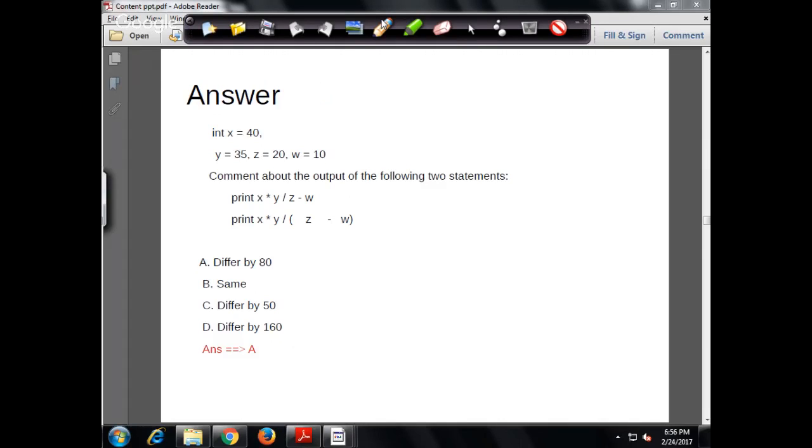So let's evaluate the first expression. The way evaluation will happen is from left to right. So the first thing that will happen is x, which is 40, into y, which is 35. Then it is divided by z, which is 20.